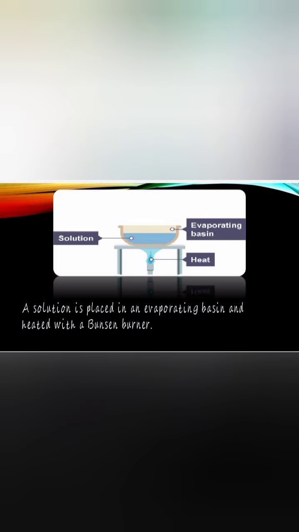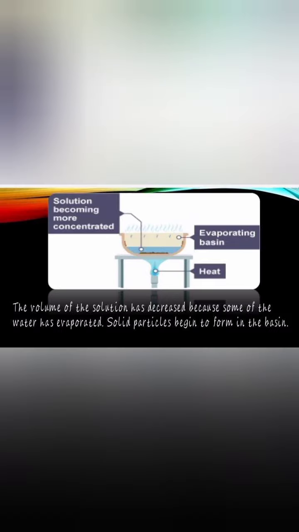So here in the picture, a solution is placed in an evaporating basin and heated with a Bunsen burner. So during the process, the solution becomes more concentrated, thus leaving the soluble solid at the bottom. So the volume of the solution has decreased because some of the water has evaporated. So solid particles begin to form in the basin. So after the process is done, all the water has evaporated, leaving solid crystals behind.